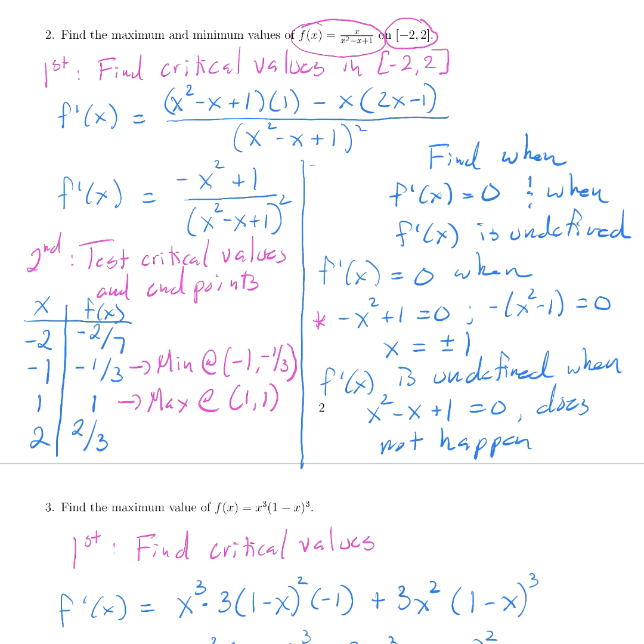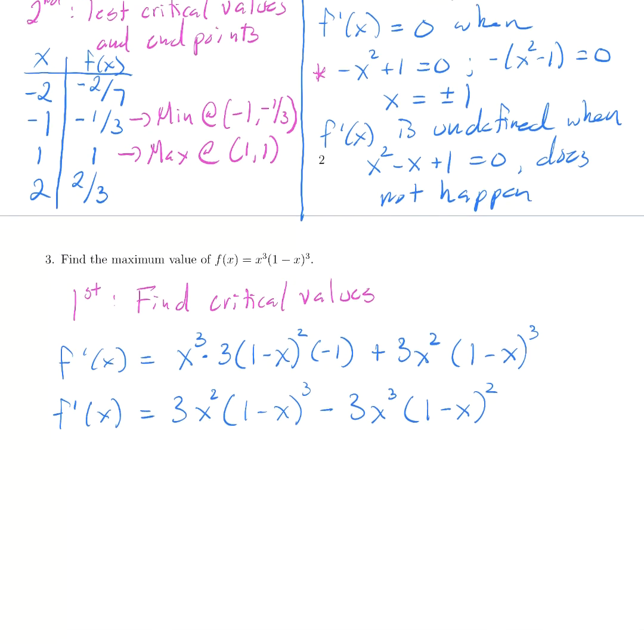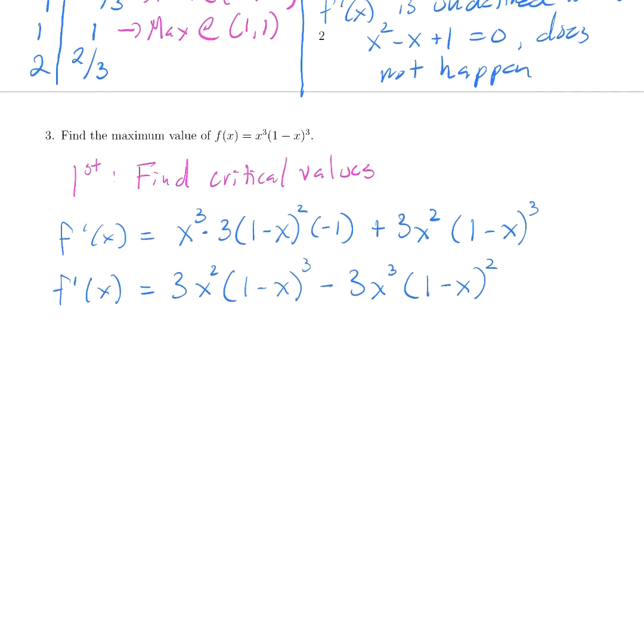And so the maximum occurs when we are at a y value of 1, and that's the point 1 comma 1. And a minimum occurs at negative 1/3, which is at the point negative 1 comma negative 1/3. Okay, number 3 says find the maximum value of x cubed times 1 minus x cubed.